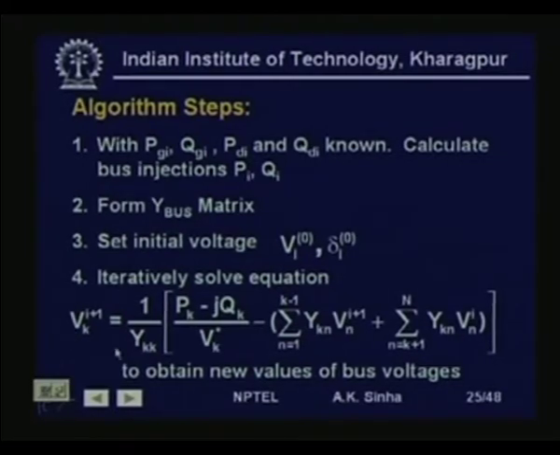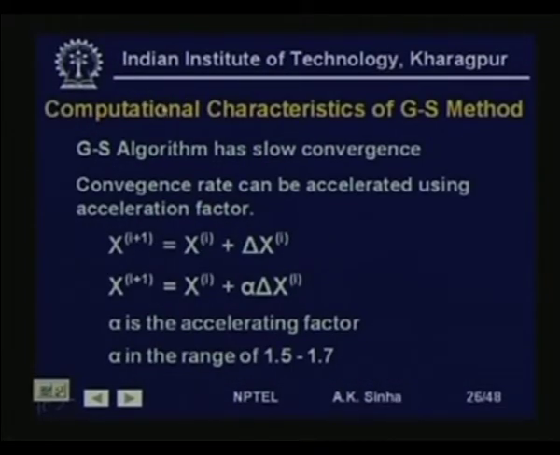We keep this iteration technique going till we find that the change in the voltage between two different iterations is very small, that is, below our threshold value. Now, the computational characteristic of this method is that it is very simple, but it has slow convergence. So, for large power systems this method is generally not preferred.